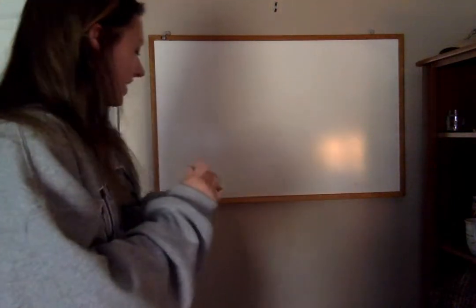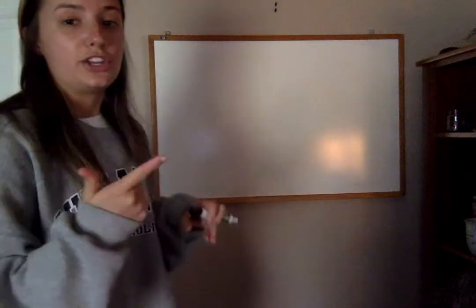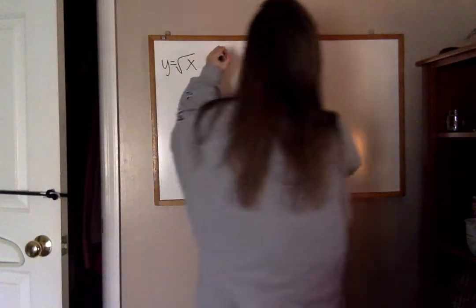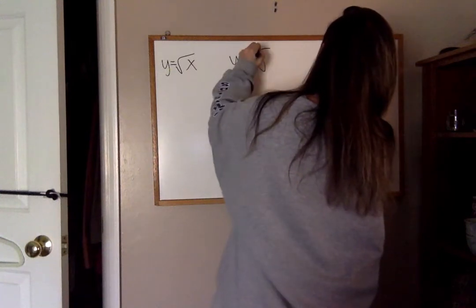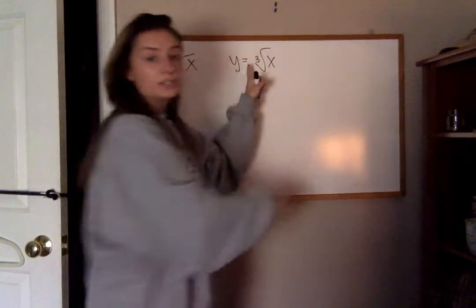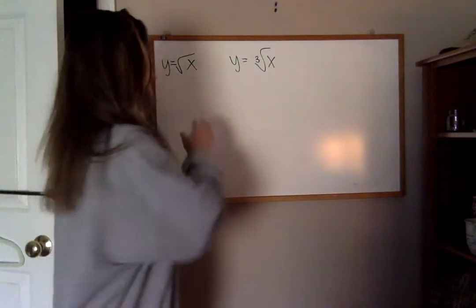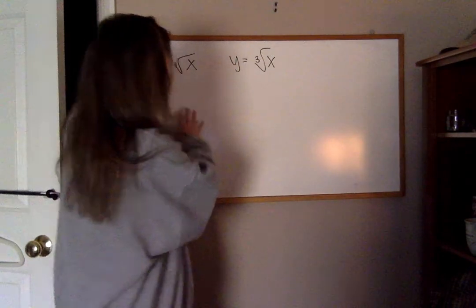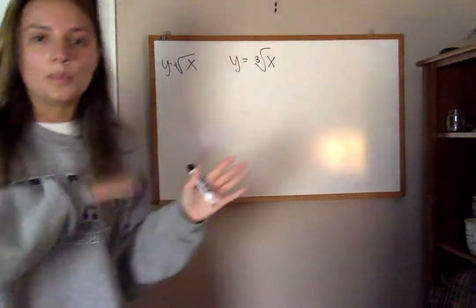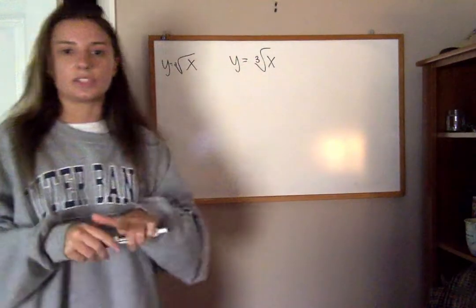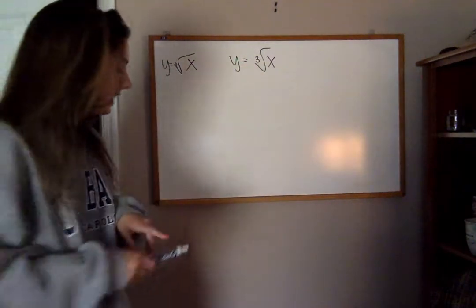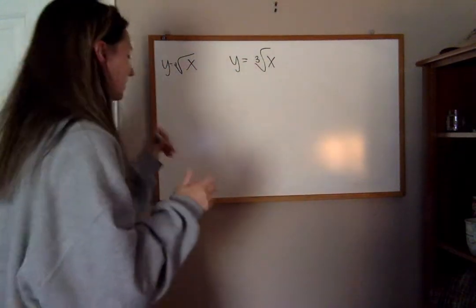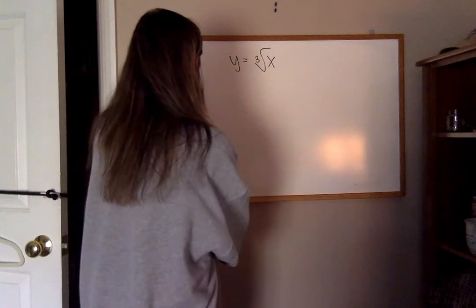Okay, so we have both square root and cube root. So we have y equals square root of x and y equals the third root of x. There's like an imaginary 2 here. We just never put it there. But when we have other numbers other than 2, that's when we put it there. So this is square root and this is the cube root. Although you might think they look similar, they're actually pretty different looking graphs.